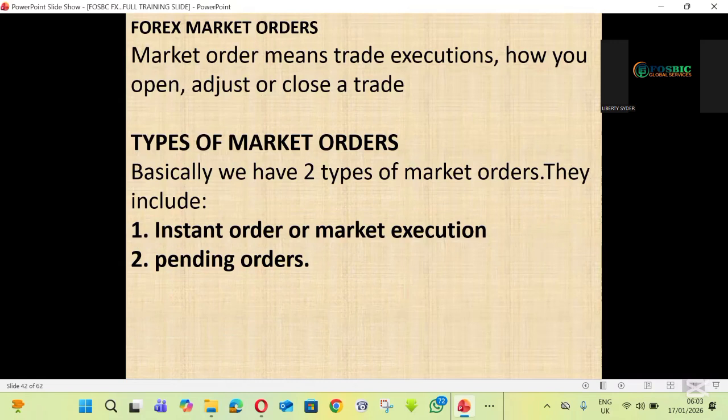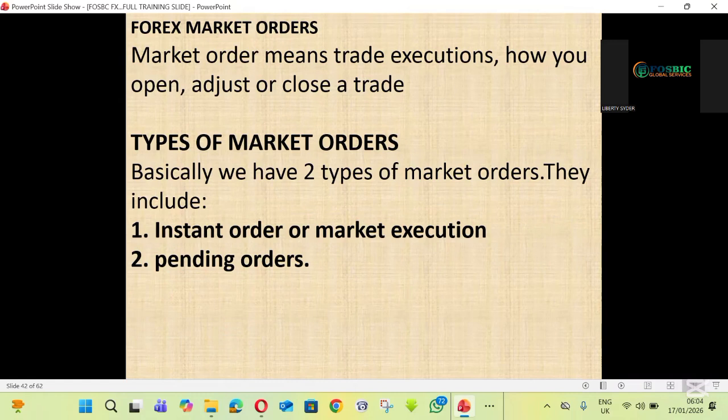Now let's talk about Forex market orders. Now, what do you mean by market order? Market order means trade executions. How you open, adjust, or close a trade.